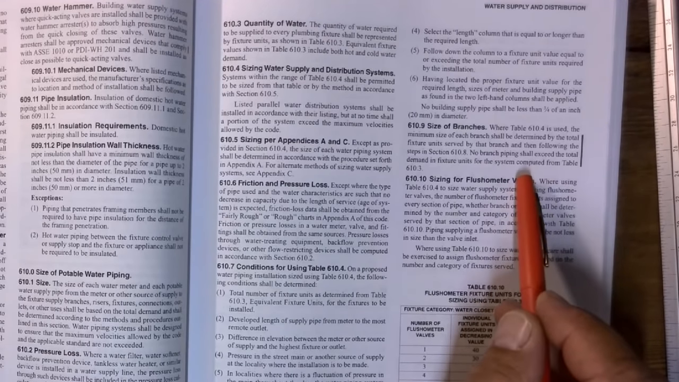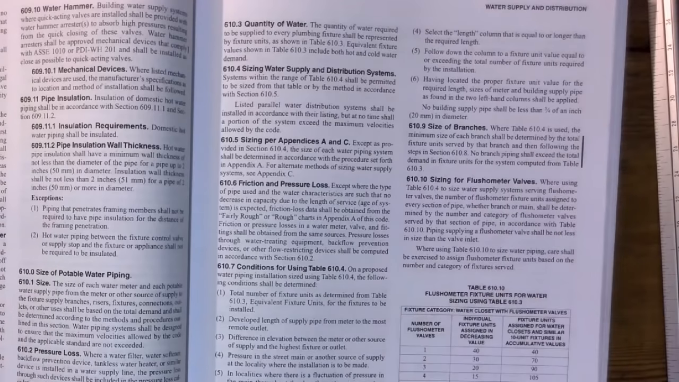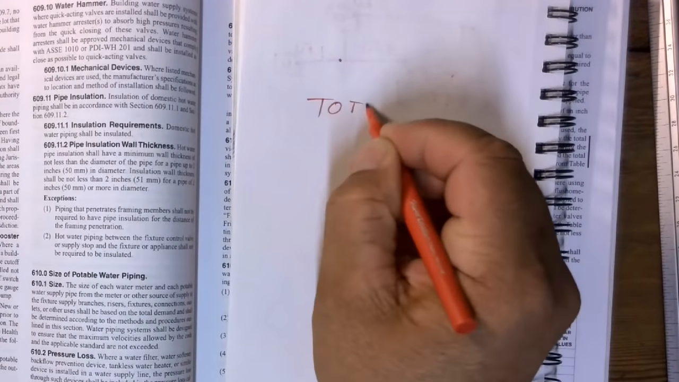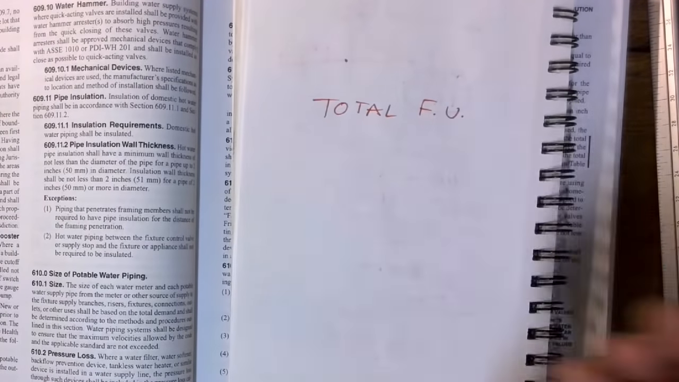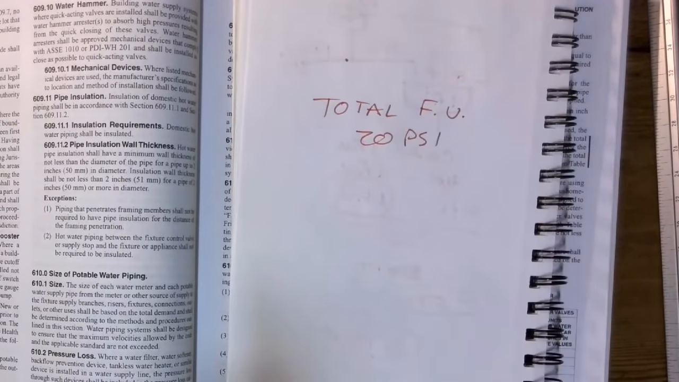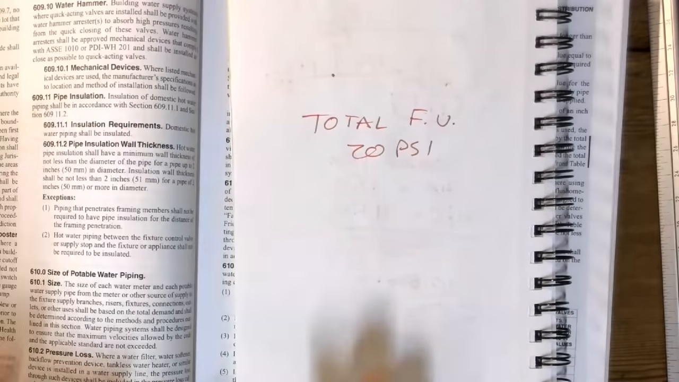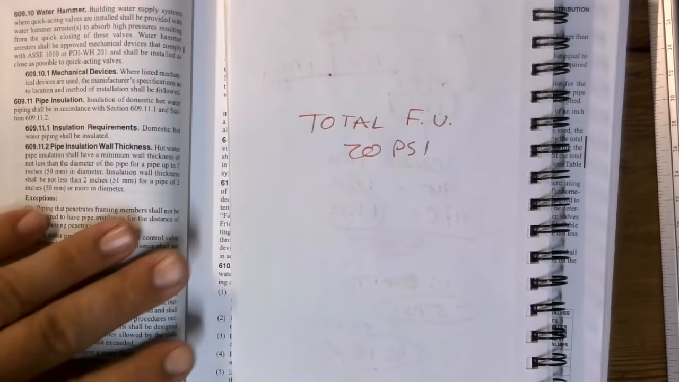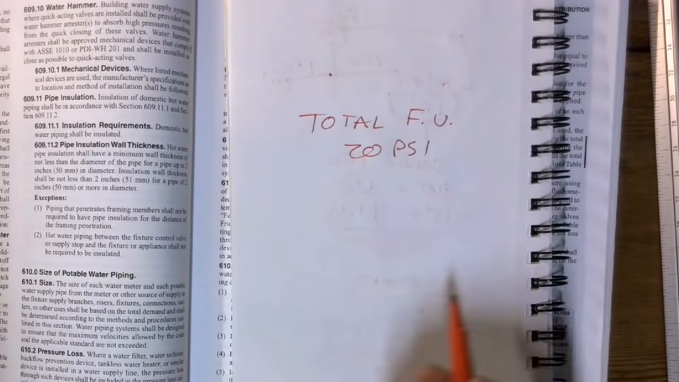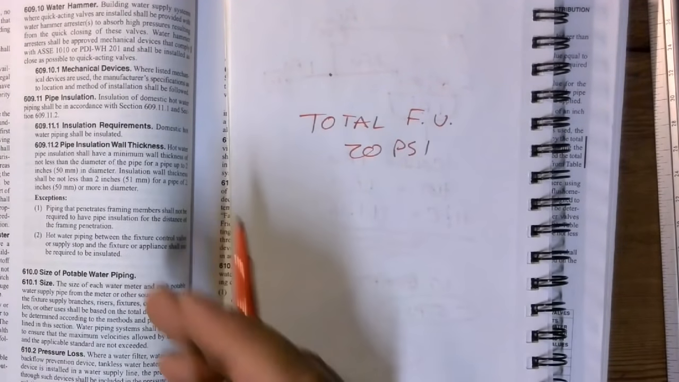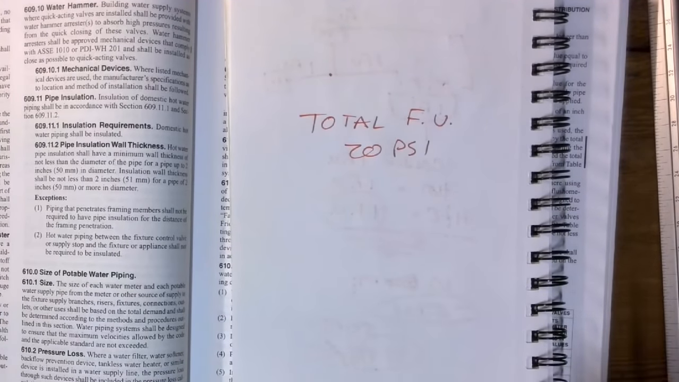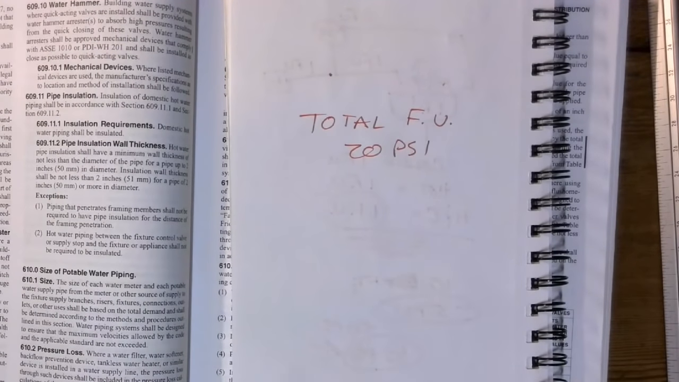What they mean here is, let's say I have a total fixture unit value. My entire house takes 20 PSI. Depending on the location of the water heater, this number could increase. Remember I told you with the water heater, no matter the routing, you still have to count for those fixtures, even though some of those fixtures may be already removed on the cold side before it gets to the water heater. You still have to feed.